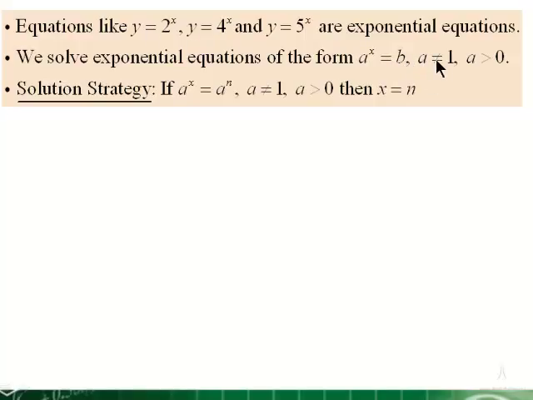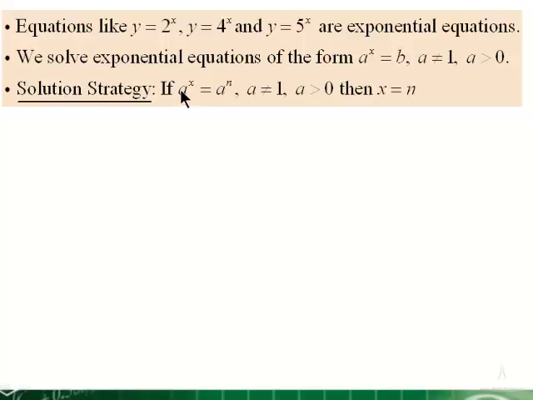We will not consider the case where a is equal to 1, because 1 to any power is always equal to 1, so it's trivial. Nor will we consider cases where the base is 0, that will be undefined, and not cases where the base is negative, because if the base is negative, then in some cases when the index is even, it will be positive, but if it's odd, it's negative. So we will strictly look at a positive base.